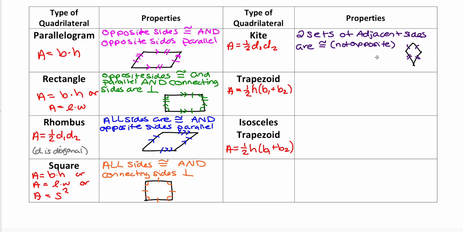So a kite has no parallel, so we only have to find the distances, including the distances of diagonals, so that way we can find the area.